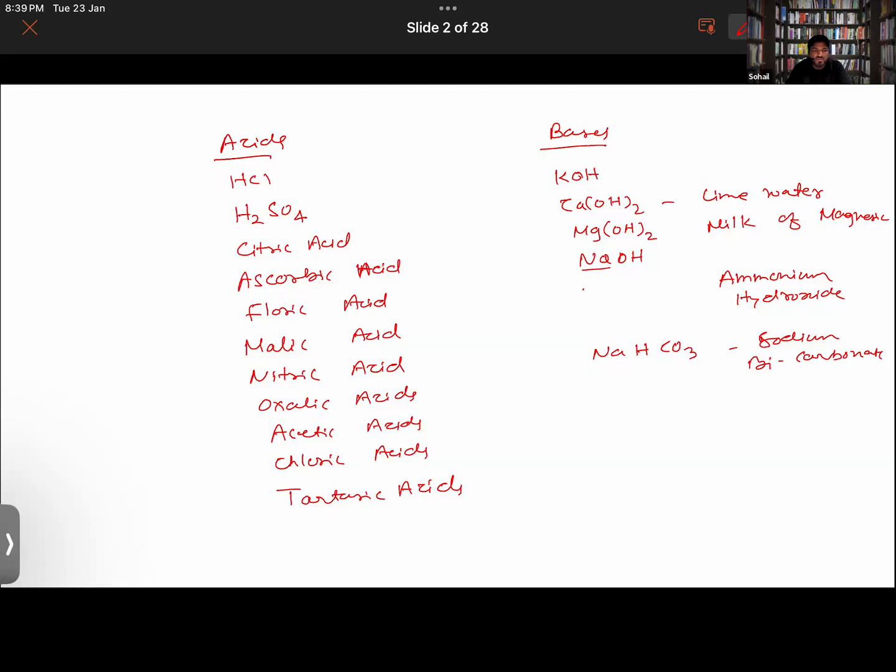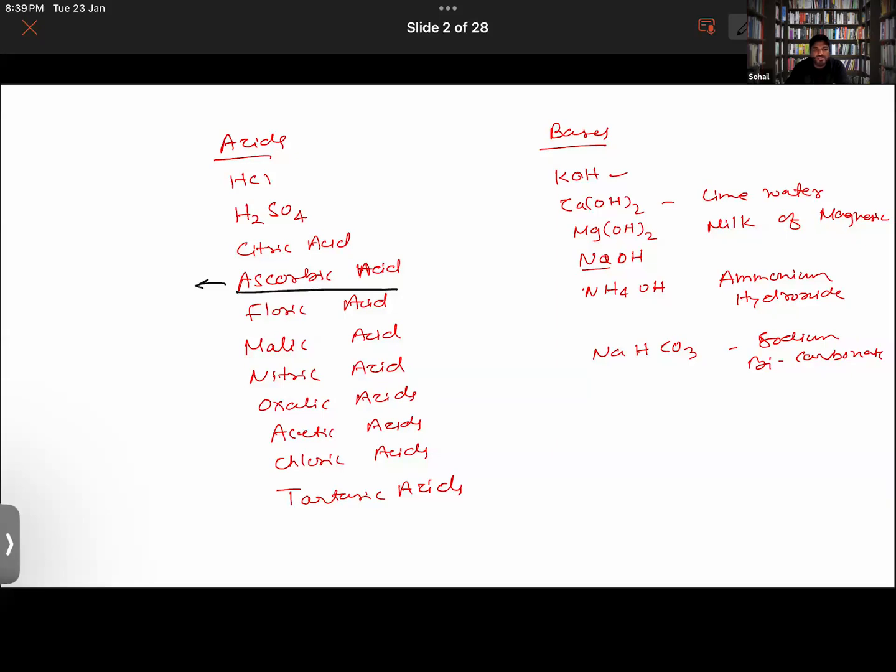Sodium bicarbonate is there. And then you have calcium hydroxide we have written, right? Then we have this potassium hydroxide. You have said that. Ammonium hydroxide, NH4OH. So these are some of the examples of acids and bases. Ascorbic acid which you have said, it is found in some fruits also. Yes, like in citrus fruit, it is found.